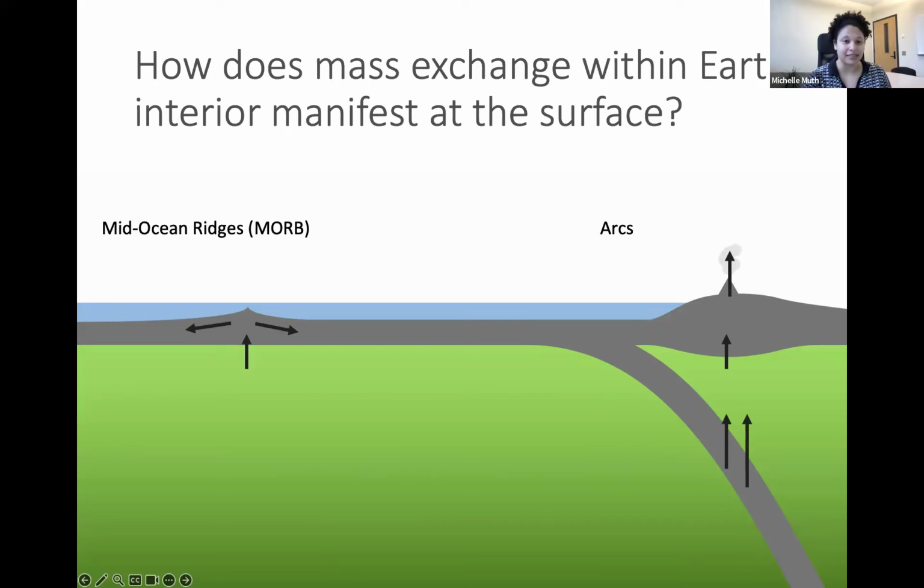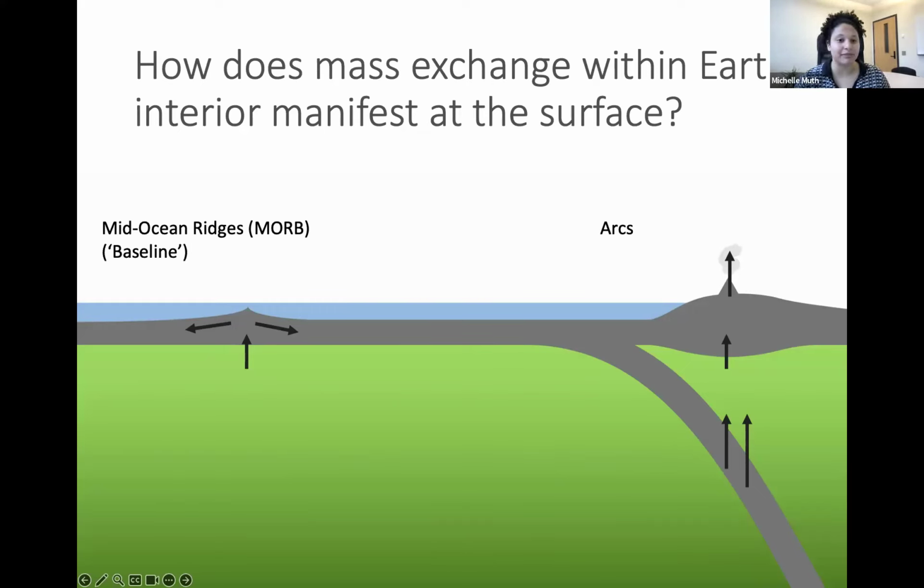In other words, how does the mass exchange that we know takes place in Earth's interior manifest at the surface of our planet? And to illustrate this, I'm showing a very zoomed out schematic cross-section of Earth's mantle in the green, crust in the gray, oceans in the blue, and atmosphere in the white. And I'm highlighting two key tectonic settings within this big picture view. So the first tectonic setting is volcanism at mid-ocean ridges. So these take place on the seafloor. They're generated through decompression melting of the Earth's mantle, and they're kind of our baseline style of volcanism.